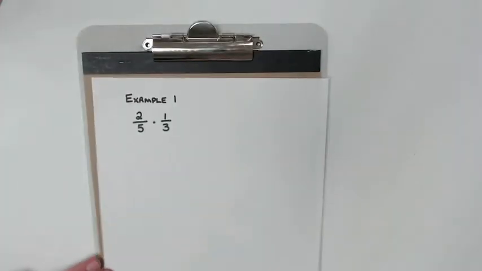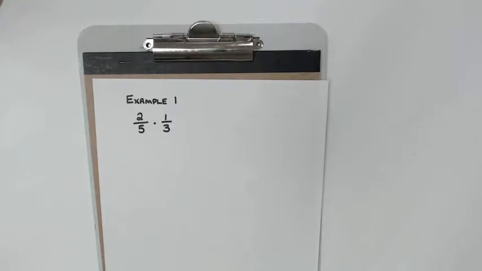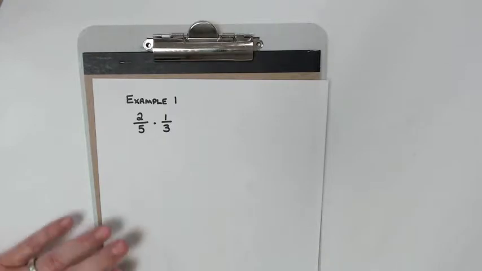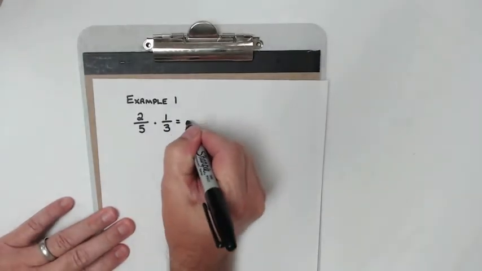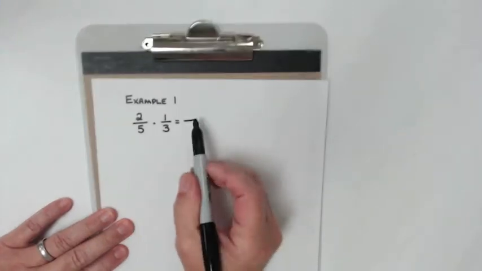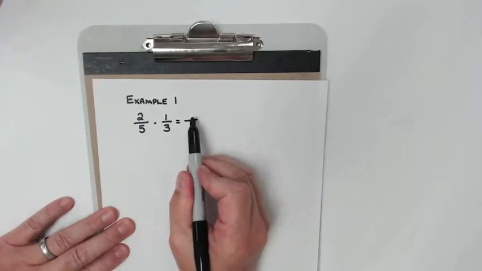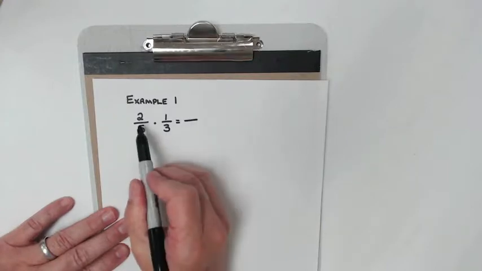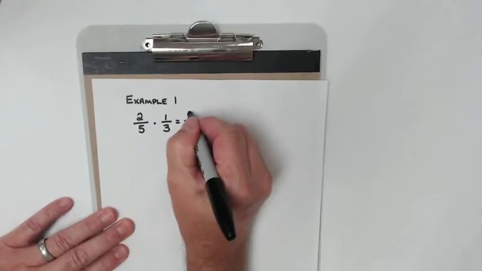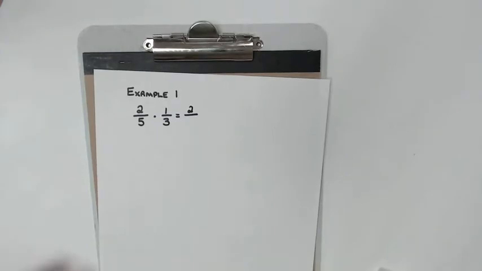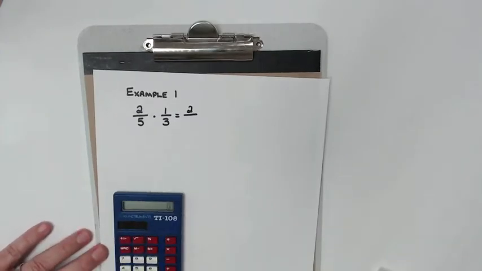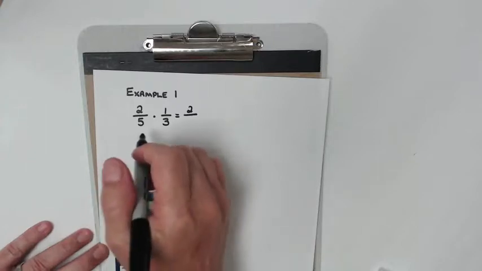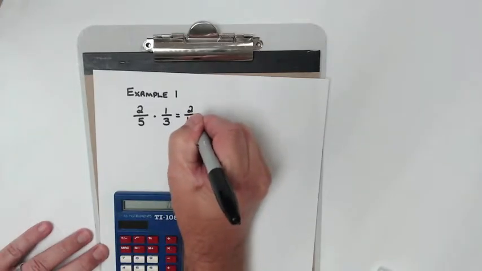Our first example is 2/5 times 1/3. Just like the rules say, I multiply my top numbers together and write that down, and the top up here is the numerator in my answer. 2 times 1 is 2. Then I'm going to multiply my denominators together. If you need a calculator to multiply those together, then use your calculator. 5 times 3 is 15.